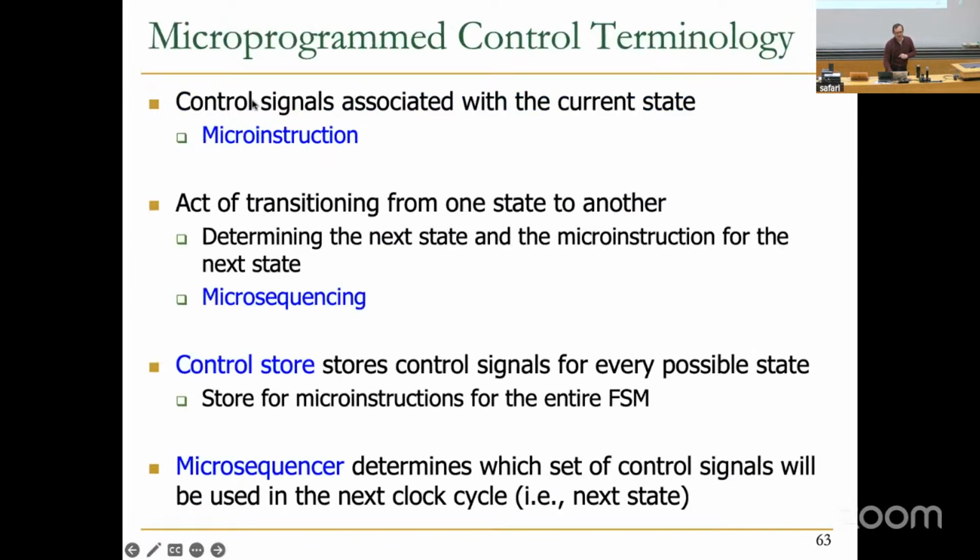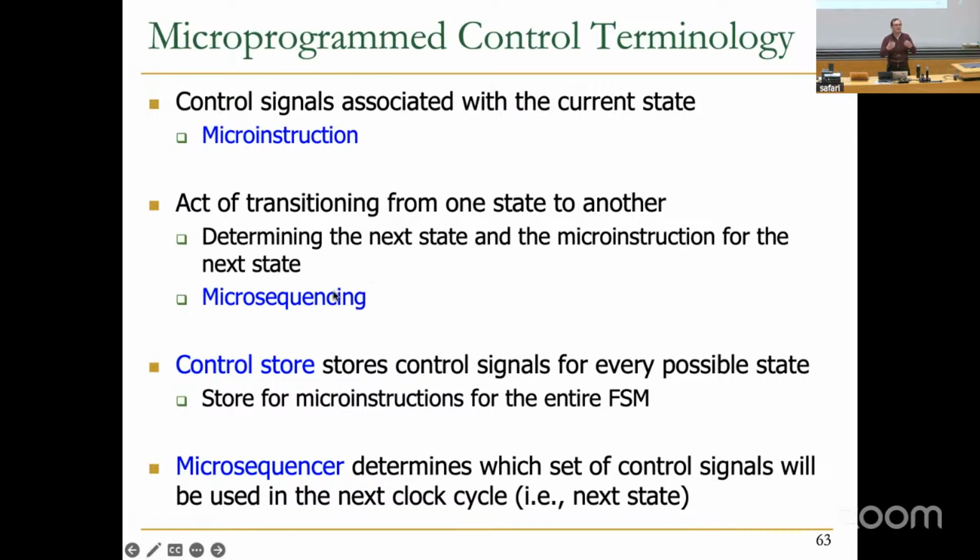Essentially, you have control signals. It's a microprogram design. Again, I will not build this. I will not go through this in detail, but I'll give you the key idea. You have control signals associated with the current state. They're called a micro-instruction. And the act of transitioning from one state to another requires determining the next state and the micro-instruction for the next state.